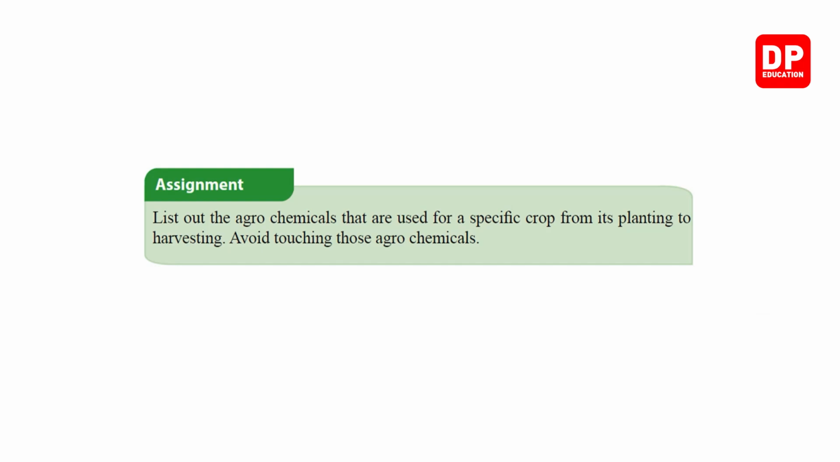Then you are given an assignment. What is the assignment? Let's see. List out the agrochemicals that are used for a specific crop from its planting to harvesting. Avoid touching those agrochemicals. So what you have to do is list out the agrochemicals that are used for a specific crop from its planting to harvesting.